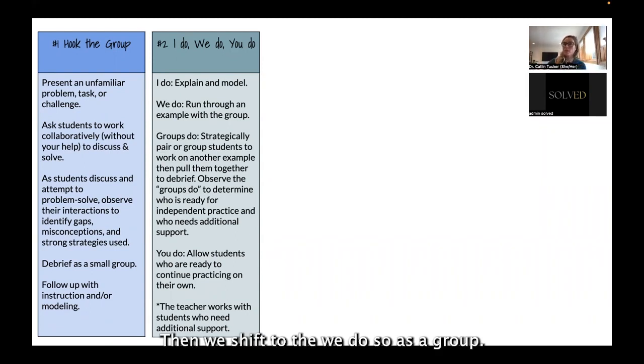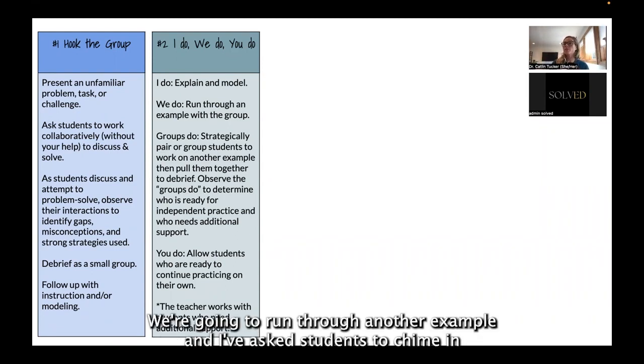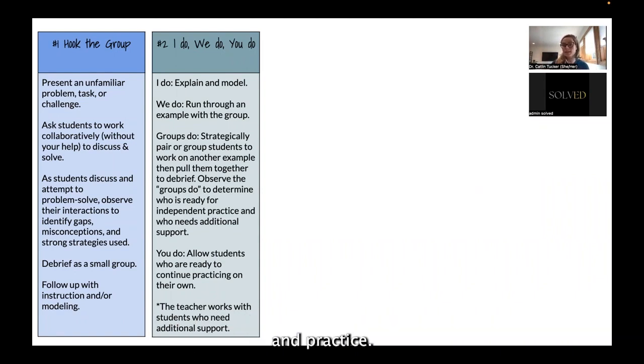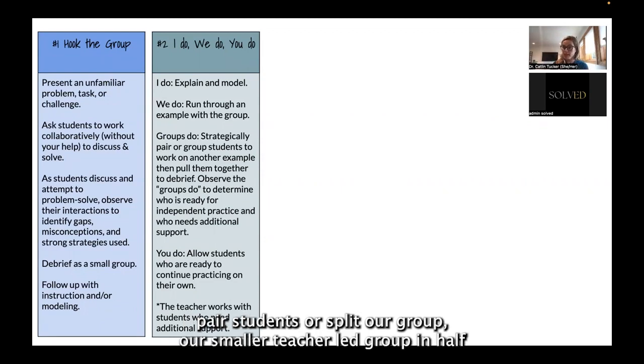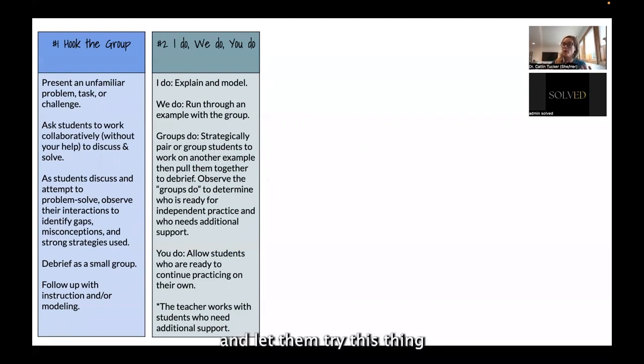Then we shift to the we do. So as a group, we're going to run through another example, and I'm going to ask students to chime in and practice. Then we get into the groups do. This is more of a gradual release where we might strategically pair students or split our smaller teacher-led group in half, and let them try this thing with peer support, no teacher support.